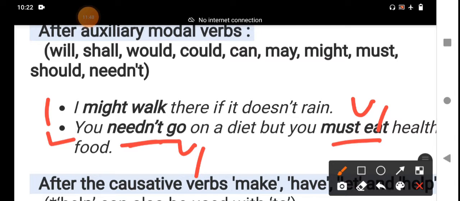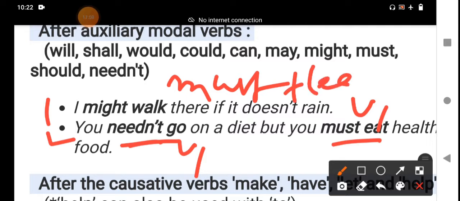I might stay another night in the hotel. Might stay. They must leave before 10 a.m. Must leave. Must is also a modal verb plus leave. Leave means bare infinitive, without the particle to preceding. These are the verbs that take the bare infinitive. The modal verbs take bare infinitive. And the students should understand the main important thing.